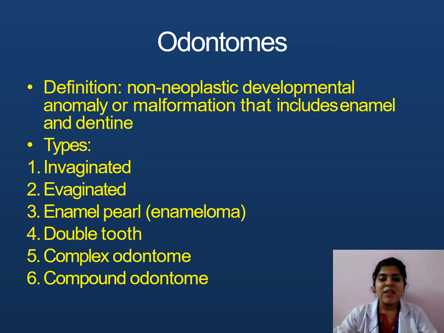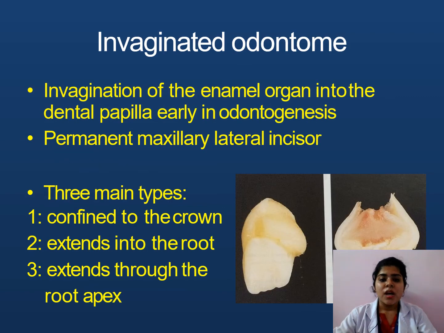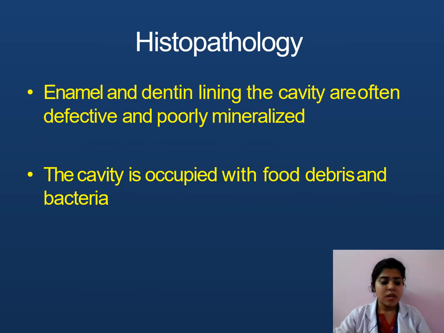dentin. Types: invaginated, evaginated, enamel pearl, double tooth, complex odontoma, and compound odontoma. Invaginated odontome is invagination of the enamel organ into the dental papilla early in odontogenesis. Permanent maxillary lateral incisors. Three main types: confined to the crown, extending into the root, extending to the root apex. Histologically, enamel and dentin lining the cavity are often deficient and poorly mineralized. The cavity is occupied with food debris and bacteria.